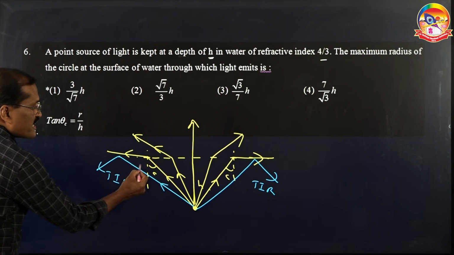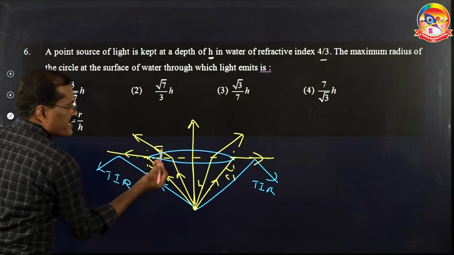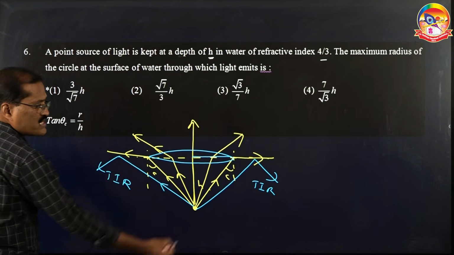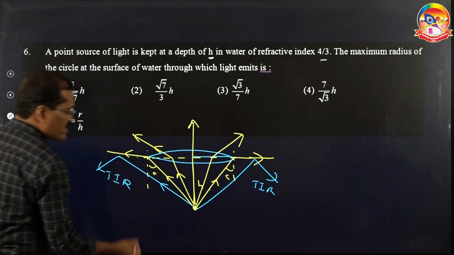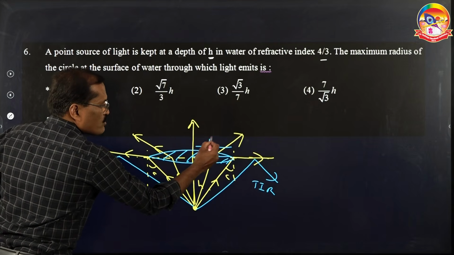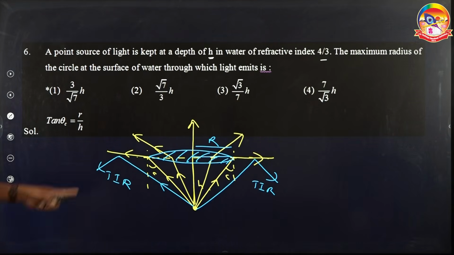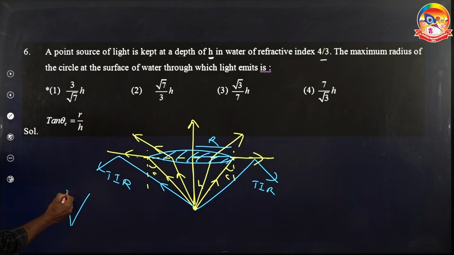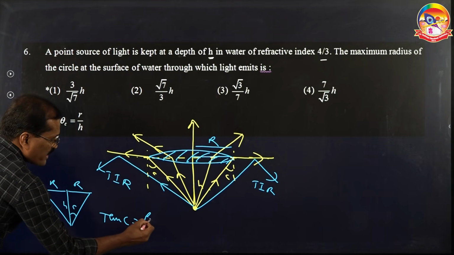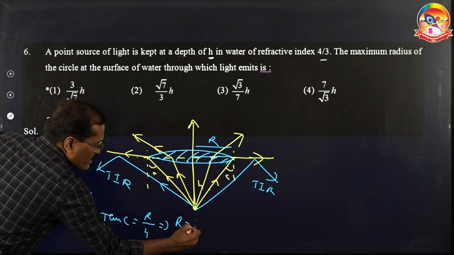So he is asking for the maximum radius of the circle through which the light comes out. This is the radius of the region through which the light is coming out. This is the area where the light undergoes reflection, and here also it undergoes reflection. This is the area through which the light comes out, and this is equal to the radius of the circle. How to find the radius of the circle? From this triangle, this radius is R, and of course this side is also R, and this is equal to H. This angle is equal to the critical angle. Tan C is equal to R by H. So R is equal to H tan C.